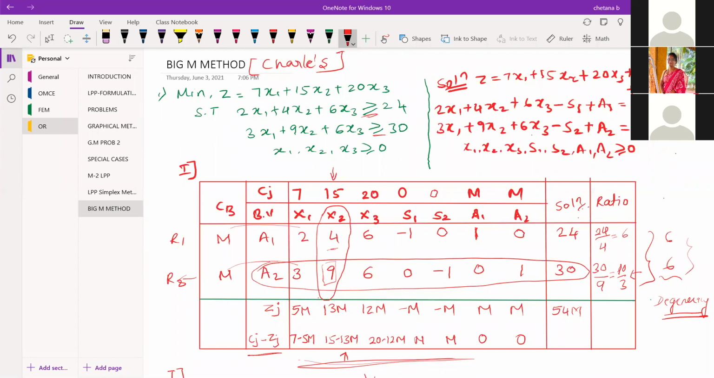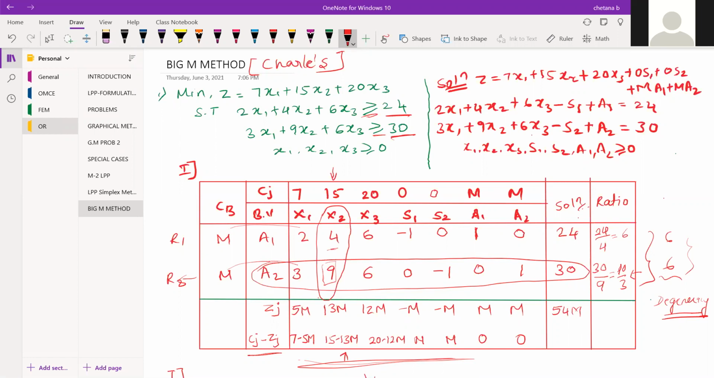If your RHS constraints are negative, you have to multiply by a non-negative number, which is minus 1, and make it positive. This side, B, in AX equal to B, should always be positive. If it is negative, then you need to multiply the entire constraint equation by minus 1. Then the inequality will get reversed.